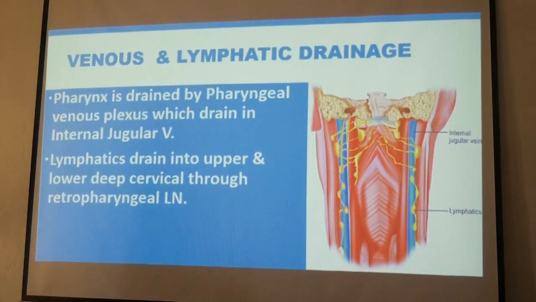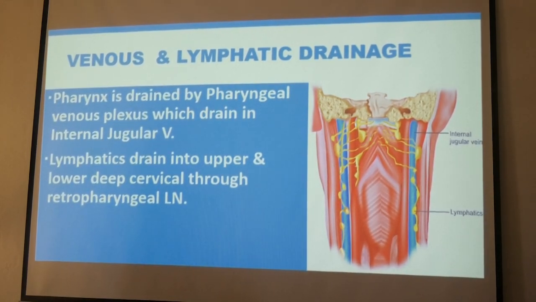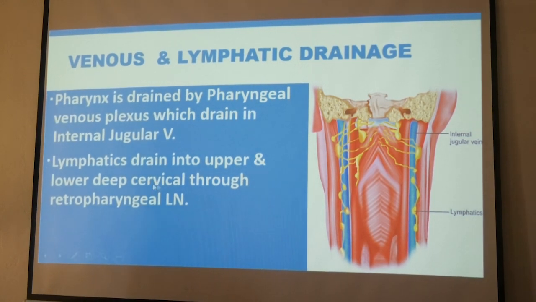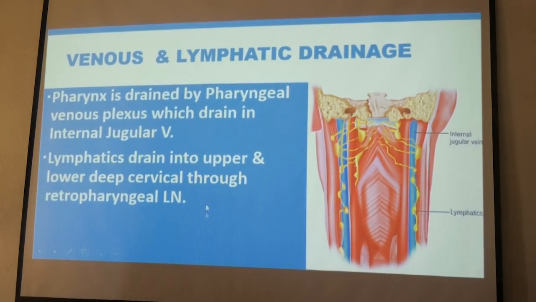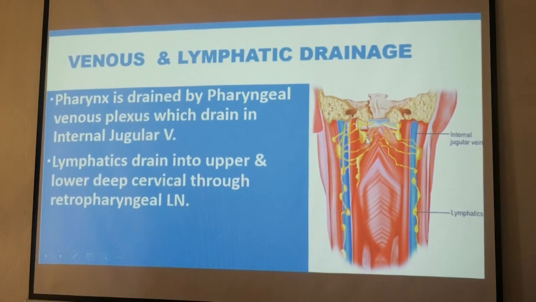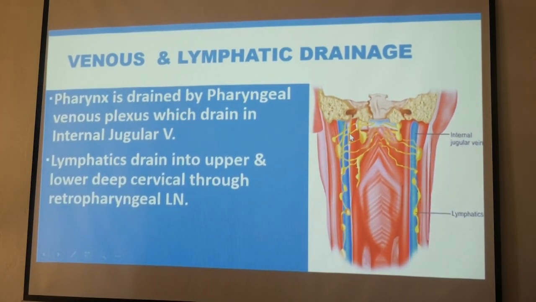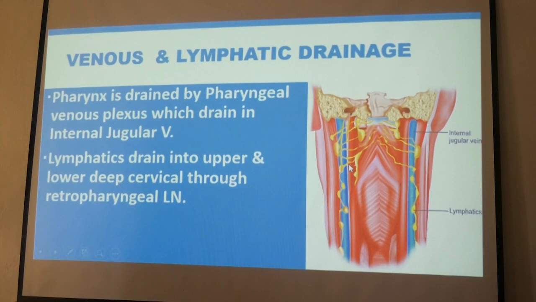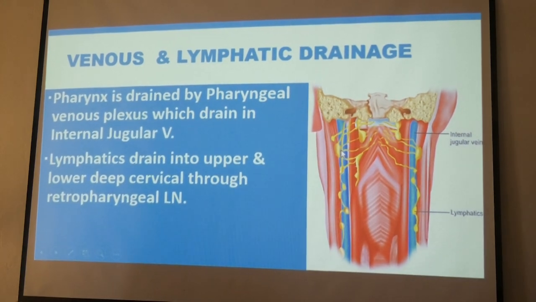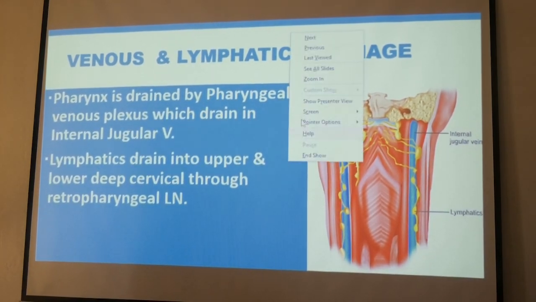So there will be three cervical ganglia: superior, middle, inferior. Inferior along with the T1 will form the stellate ganglion. So you will get this just at the back of the internal jugular vein. Okay, the sympathetic chain.